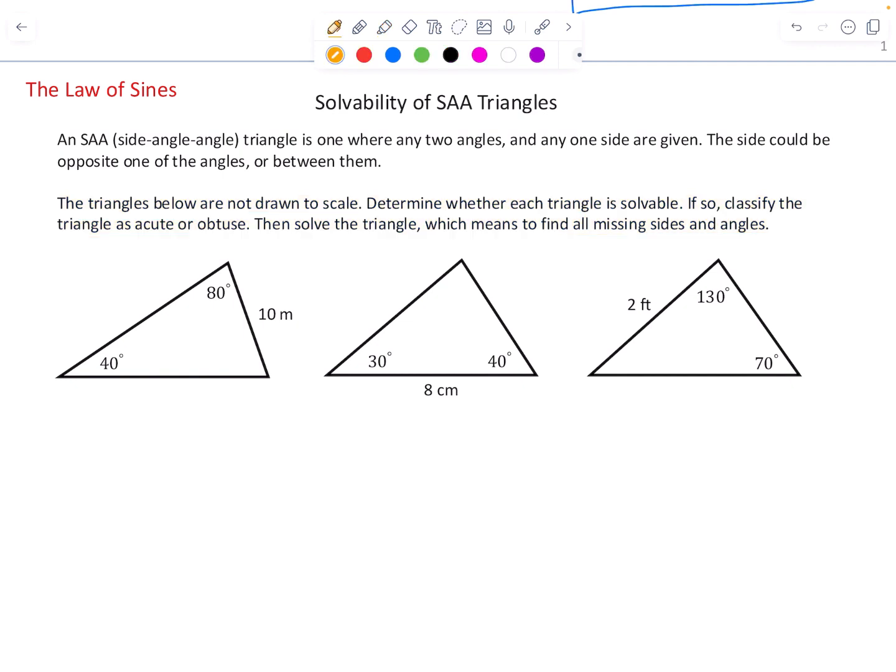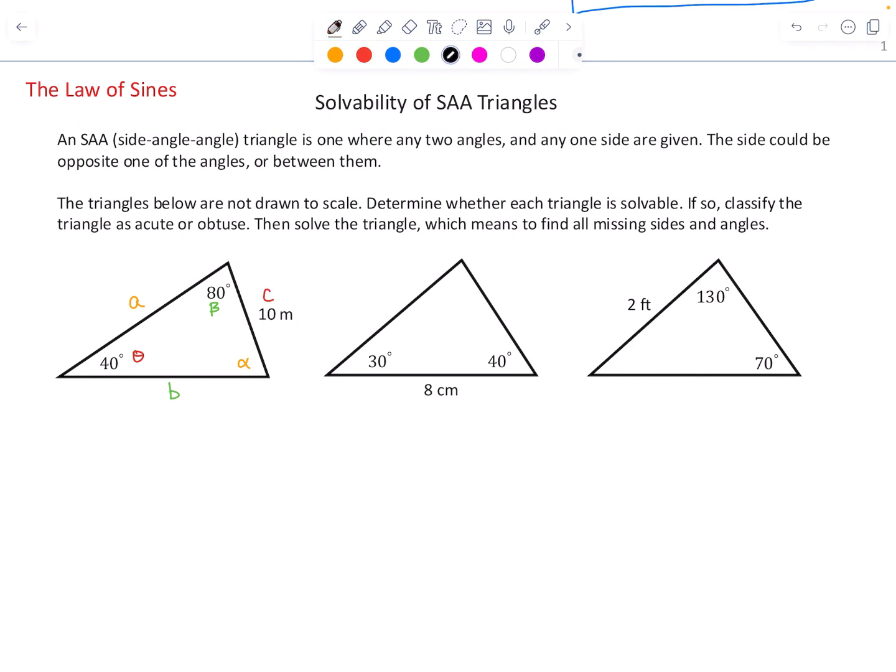Okay, so we do have a missing angle here. Let's call this alpha. Its opposite side is also missing. We'll call that A. I always will use A opposite alpha. We can call this 80 degrees beta, and opposite it will be B. That means 40 degrees we're saying is theta, and we're saying C is this 10 meters.